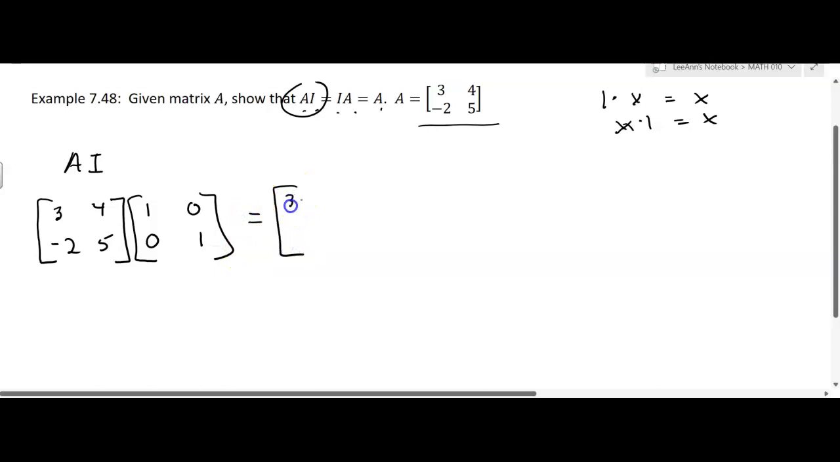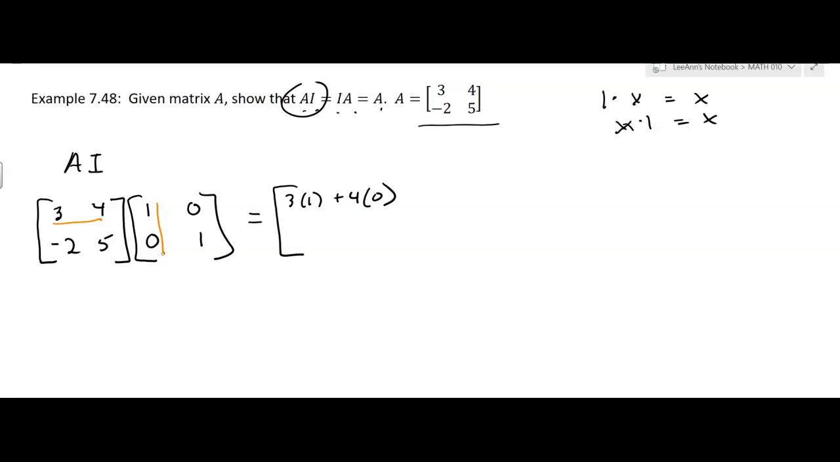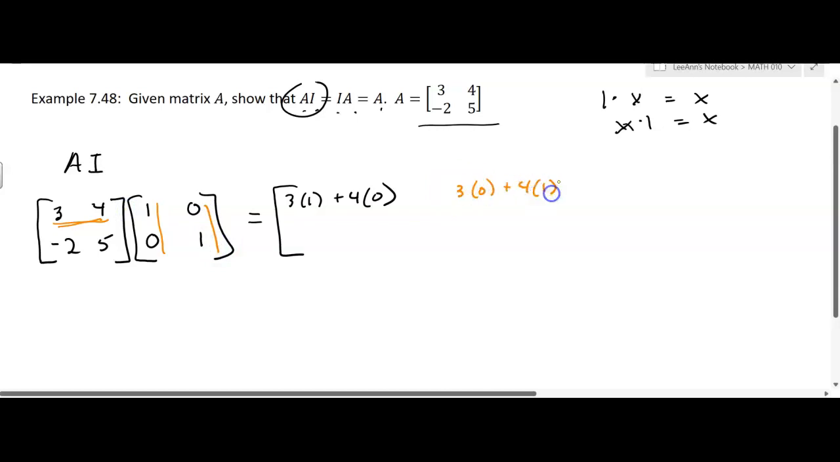Well, you're going to have 3 times 1 plus 4 times 0. That's how matrix multiplication works. You're going this row times this column. First row, first column goes in the first row, first column spot. Now first row, second column: 3 times 0 plus 4 times 1. Now second row, first column: negative 2 times 1 plus 5 times 0. And finally, second row, second column: negative 2 times 0 plus 5 times 1.